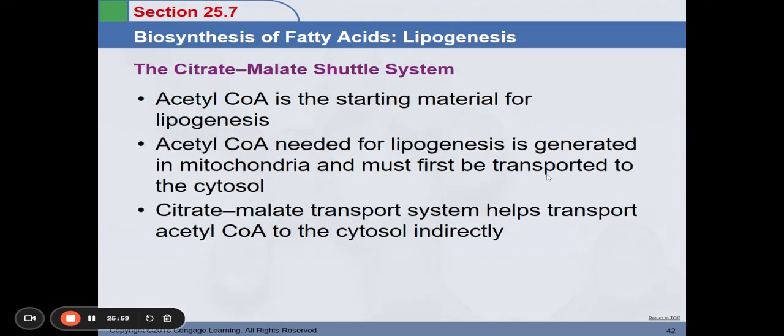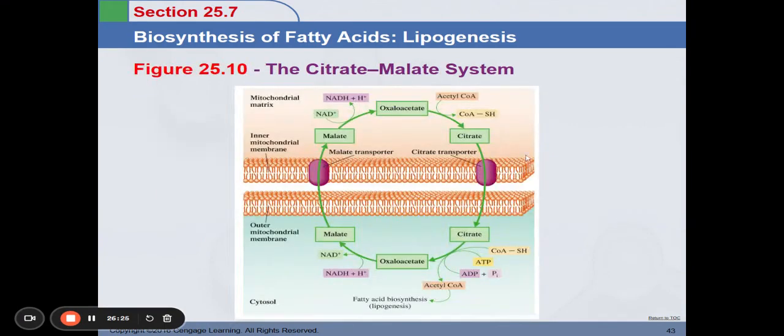Next we have our citrate malate shuttle system. On this one, it is somewhat similar to the citric acid cycle, in which acetyl-CoA is the starting material for lipogenesis. The acetyl-CoA needed for lipogenesis is generated in the mitochondria and must first be transported into the cytosol. We have the citrate malate transport system that helps transport acetyl-CoA to the cytosol indirectly. So this is the main citrate malate system.